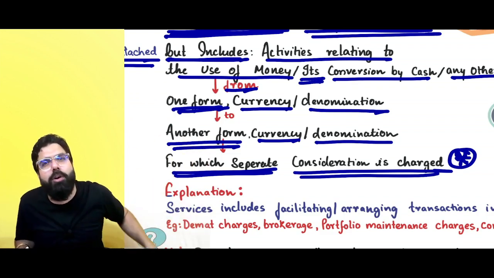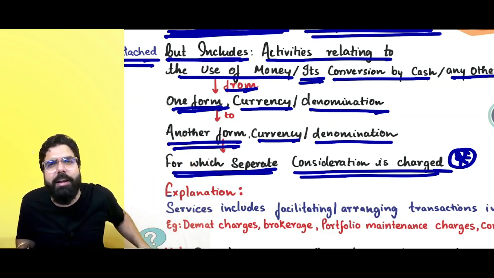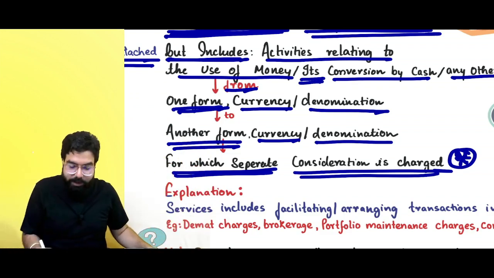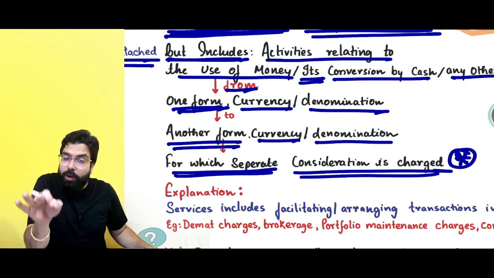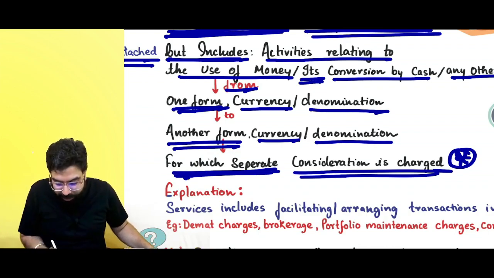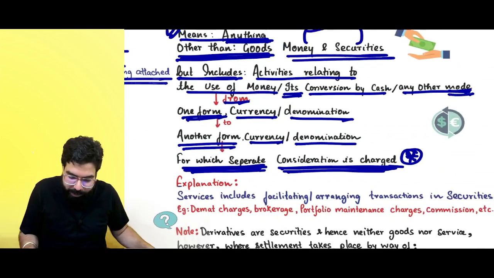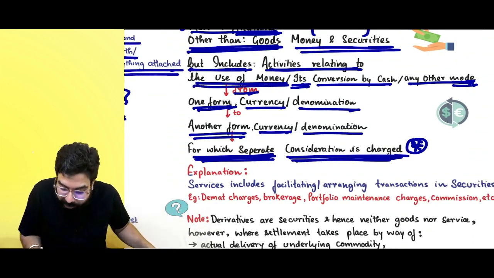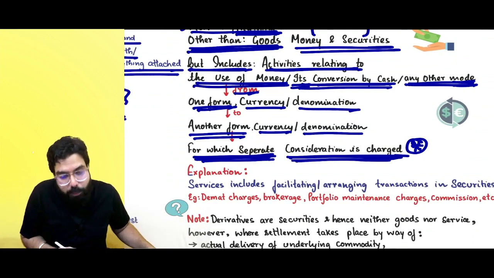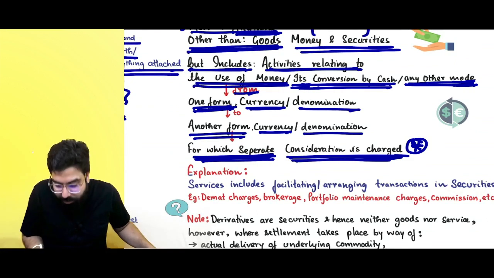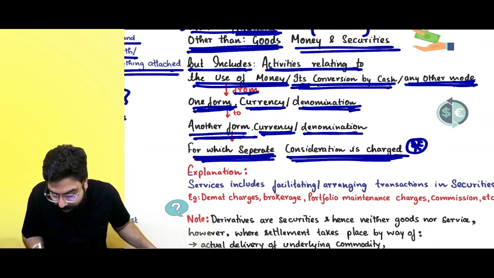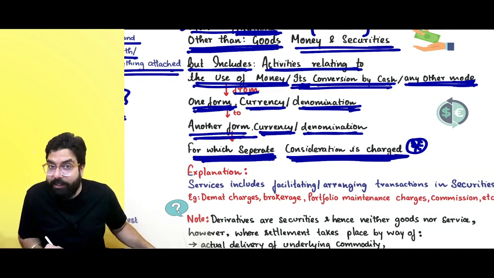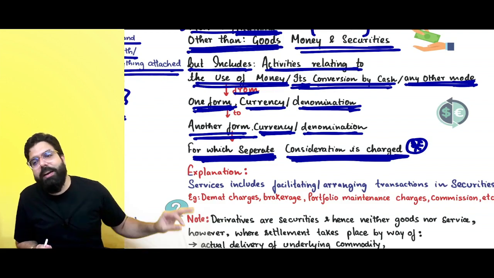He gave me a 100 rupees note for a 20 rupees note and he did not charge me any consideration. There is no service. Remember, for a service to exist, consideration has to be charged. Whenever an activity relating to the use of money or its conversion by cash or any other mode from one currency denomination to another has happened, there has to be a separate consideration charged for it to be a service.